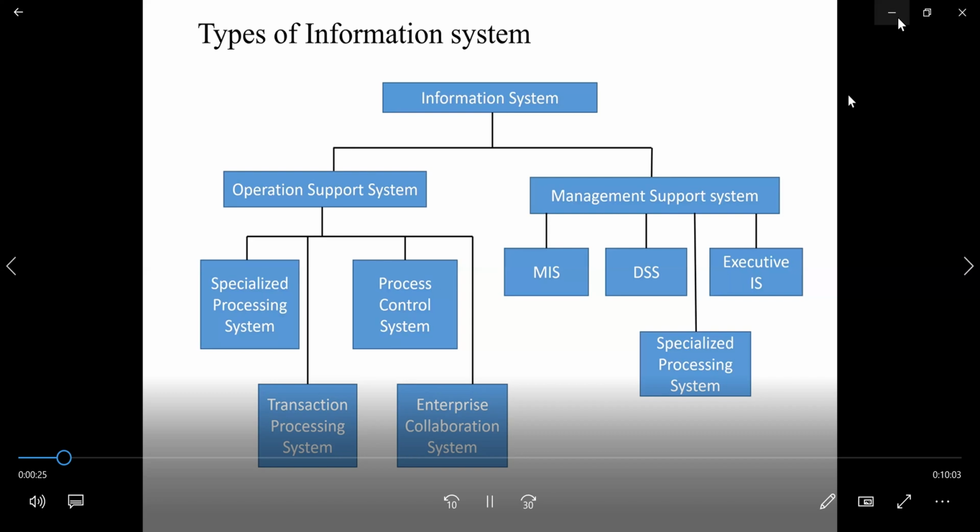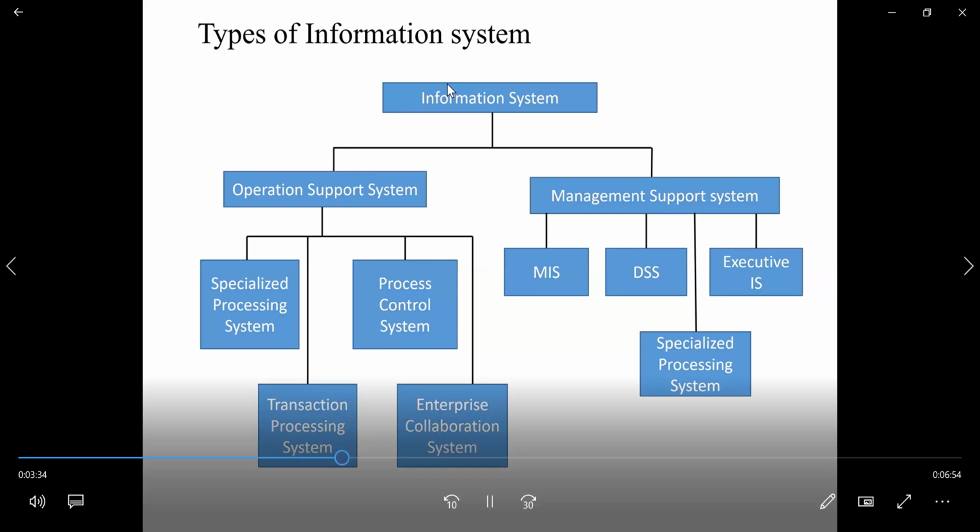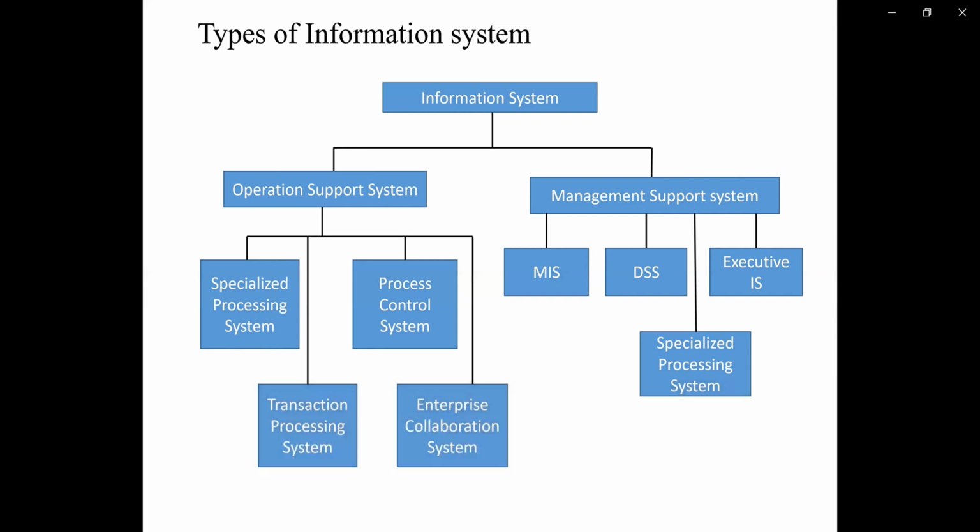Executive information system. It provides critical information from a wide variety of internal and external sources to executives and the managers. For example, top executives can instantly view competitor displays that highlight the key areas of organizational and competitive performance. So that is nothing but an executive information system. So all these are the types of information system.